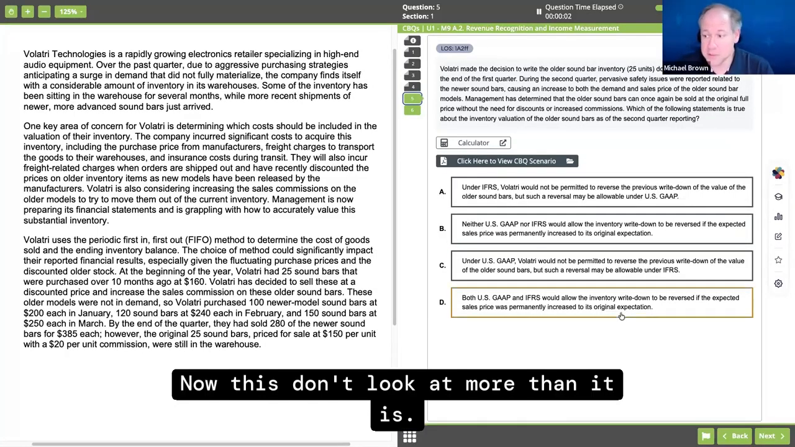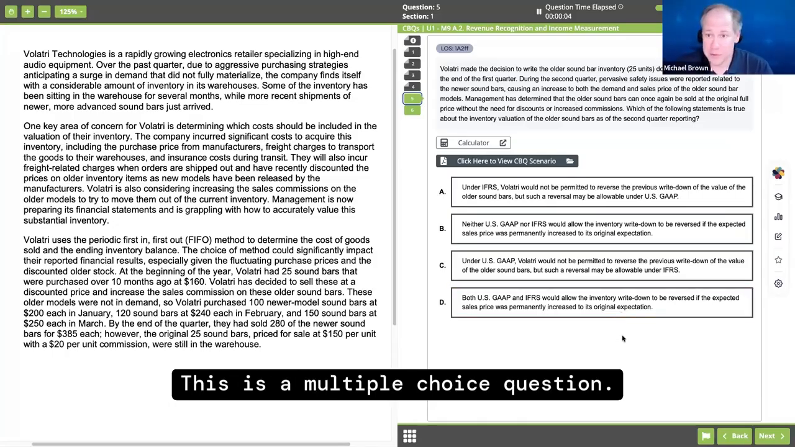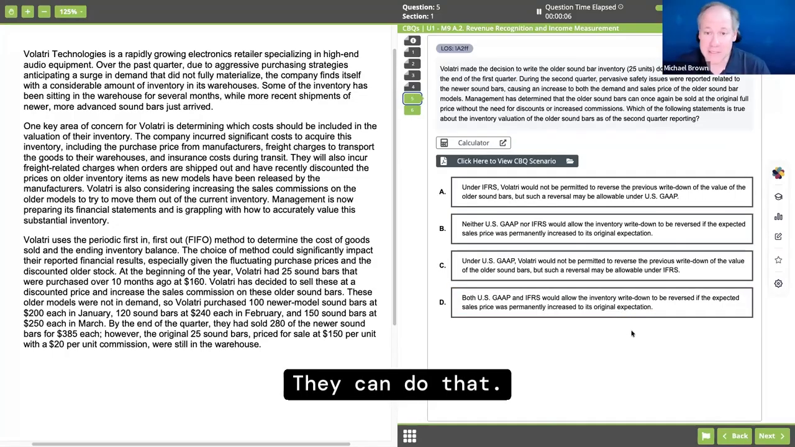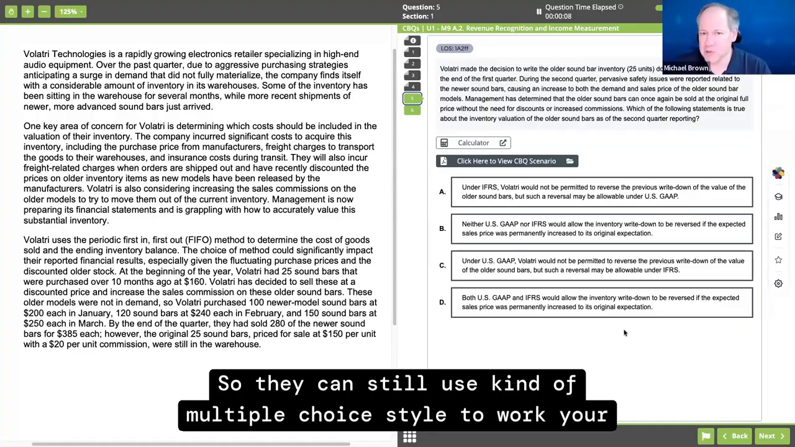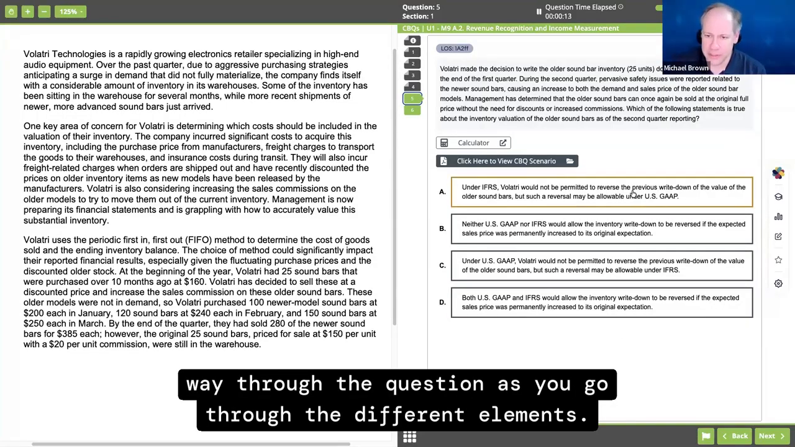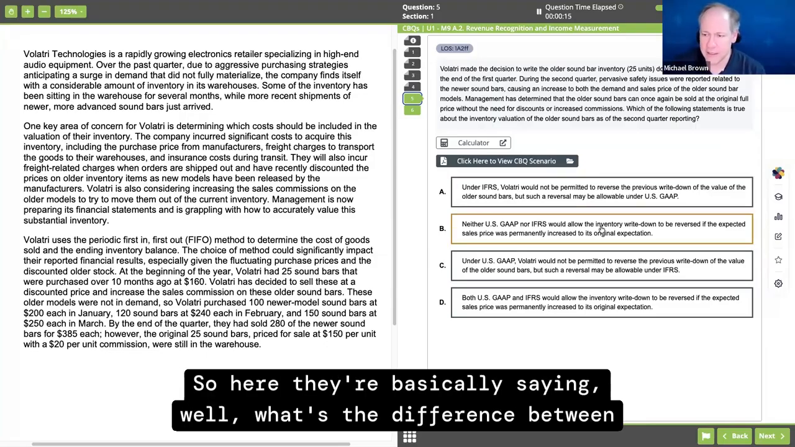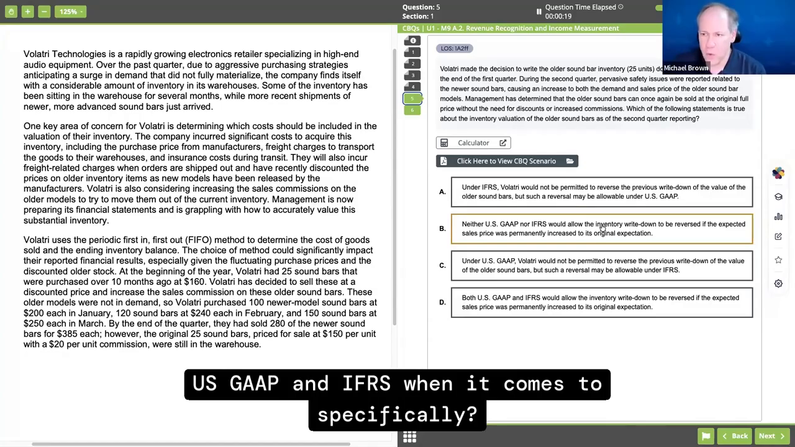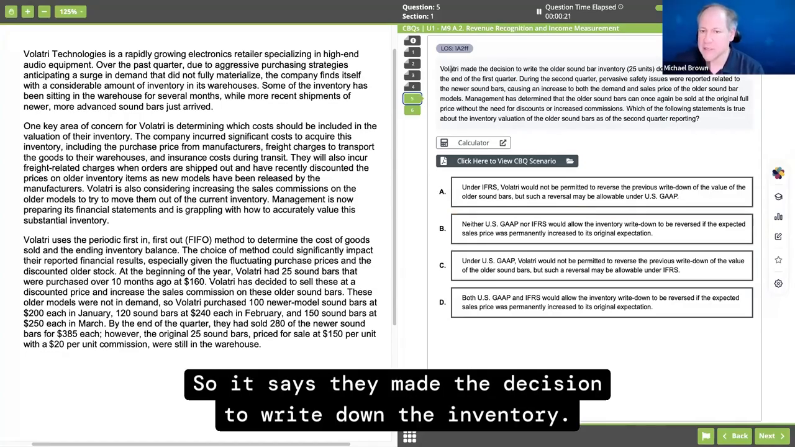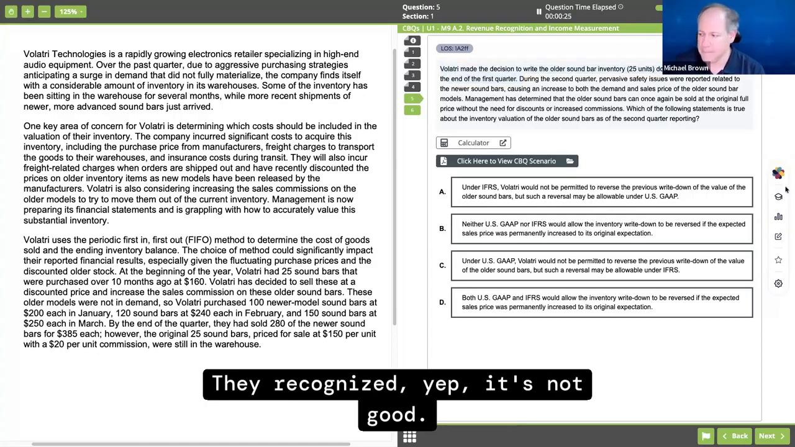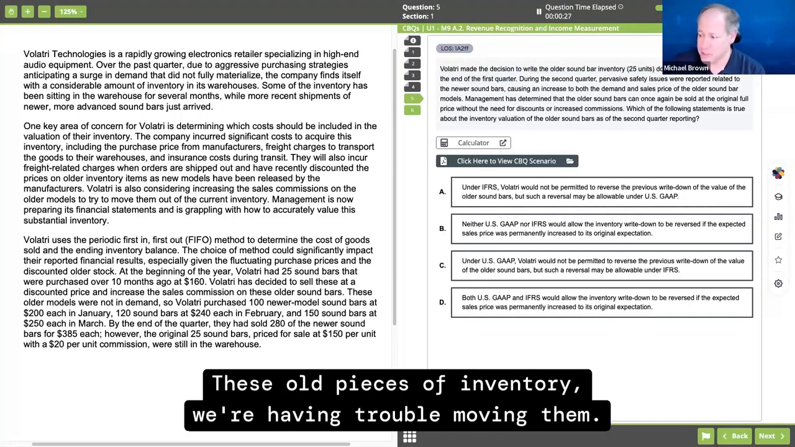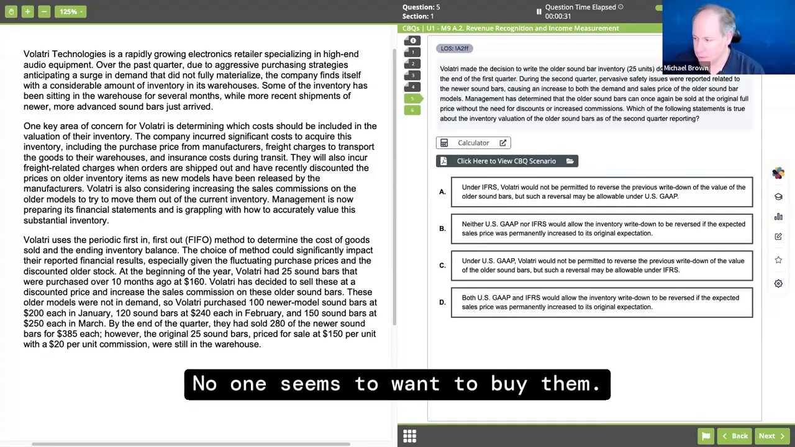Now, don't look at more than it is. This is a multiple choice question. They can do that. So they can still use kind of multiple choice style to work your way through the question as you go through the different elements. So here they're basically saying, what's the difference between US GAAP and IFRS when it comes to specifically? So it says they made the decision to write down the inventory. They recognized, yep, it's not good. These old pieces of inventory, we're having trouble moving them. No one seems to want to buy them.